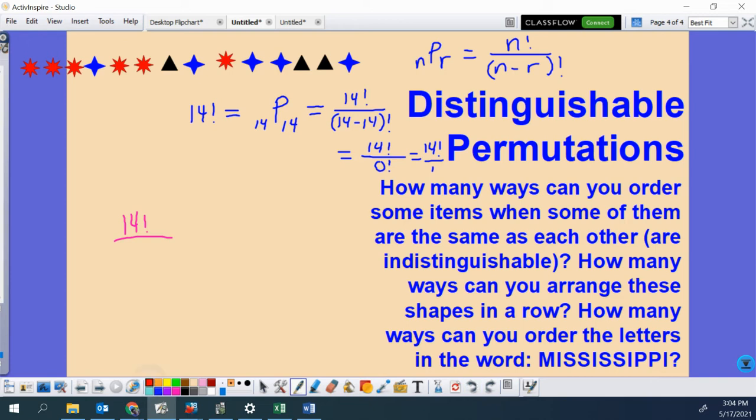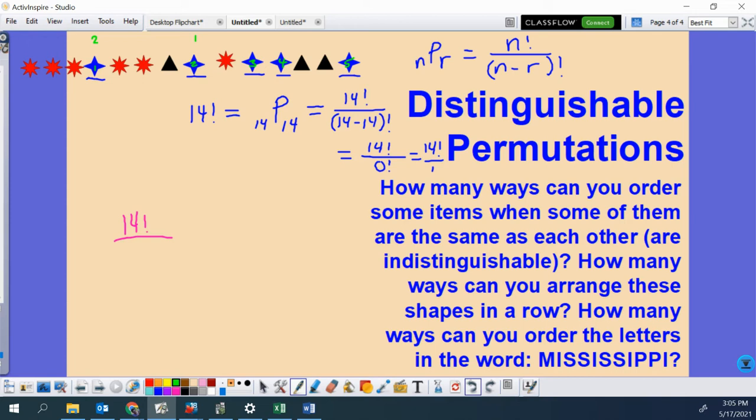And so what you need to realize is that within each shape, there's a bunch of repetitions, right? For example, I have 5 blue stars. 1, 2, 3, 4, 5. I had them numbered earlier, right? And what I could do is I could reorder those. I could switch 1 and 2. And if that's all I do, that's another one of these 14 factorial ways to do it.